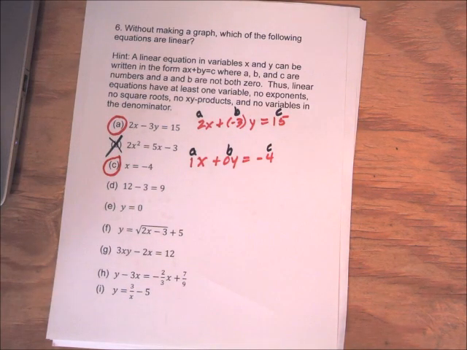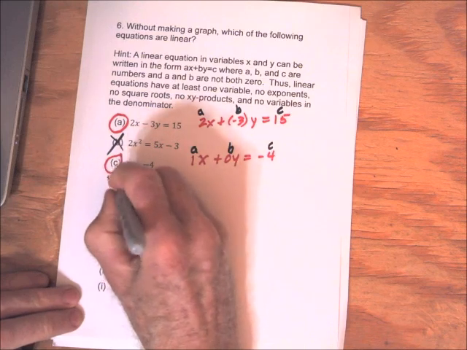12 minus 3 equals 9 is not a linear equation. There's no letters in it. A linear equation has to have at least one letter in it. So this one, D, is not.